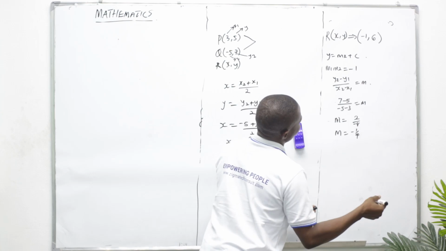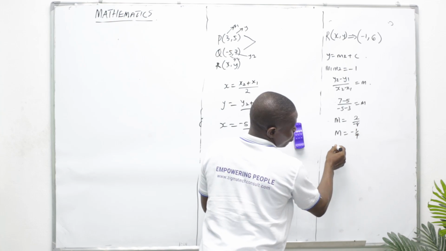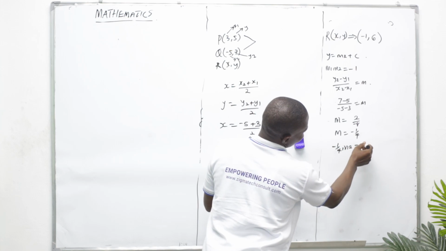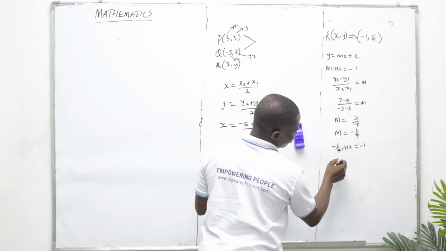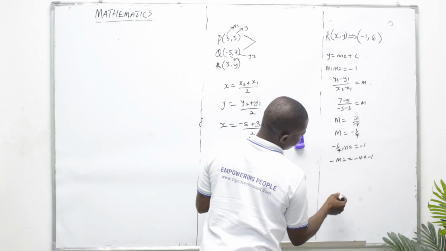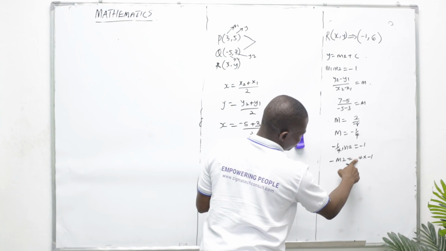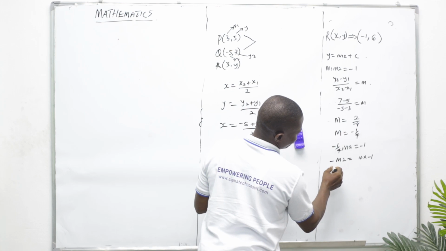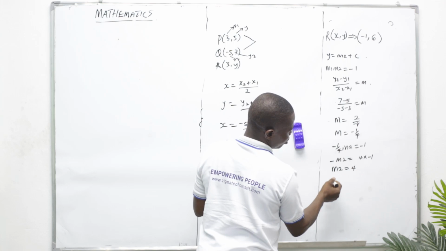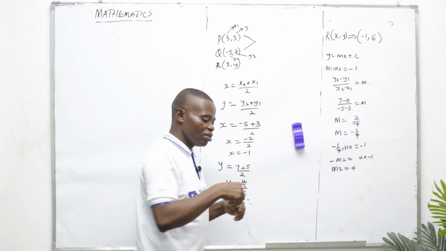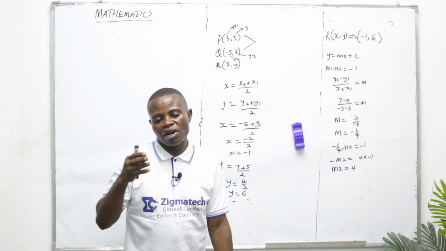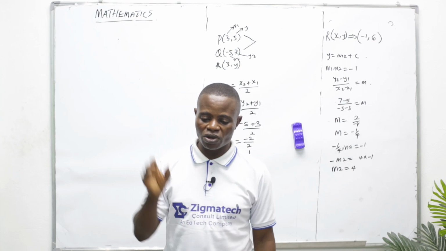Recall that M1 is already this. You have to apply it: minus 1 over 4 times M2 equals minus 1. Cross multiply, minus M2 equals minus 4 times minus 1. That's 4 times minus 1. Let's leave minus 1 this way. So M2 equals 4. Minus will take care of minus. Meaning the required gradient now is 4.